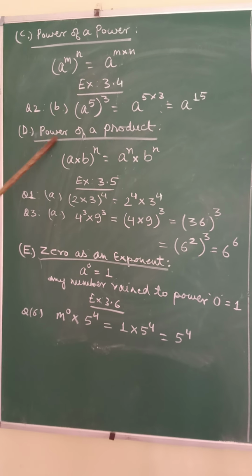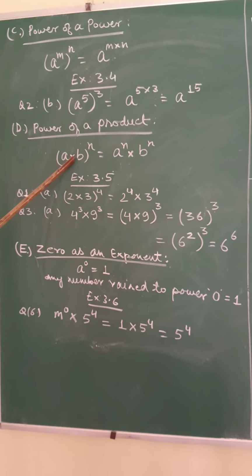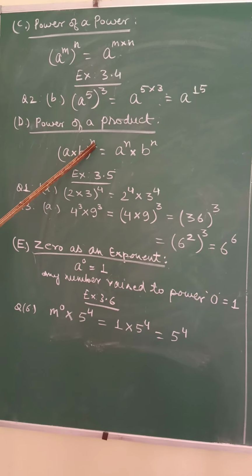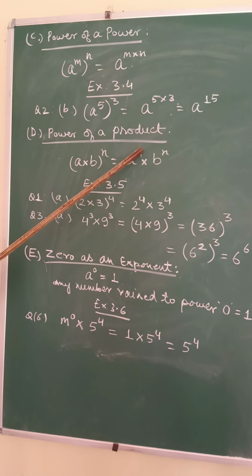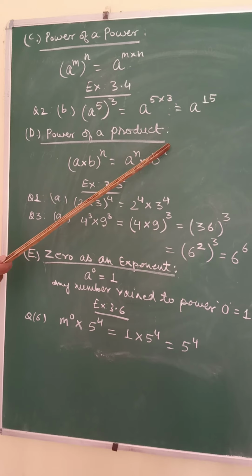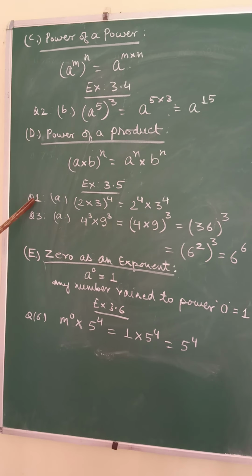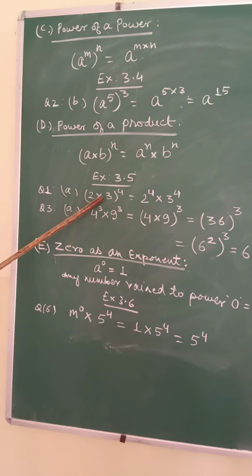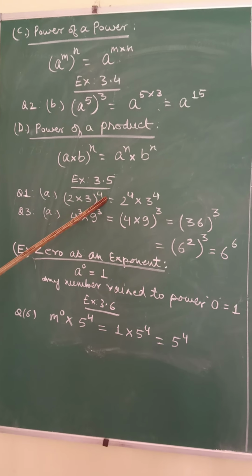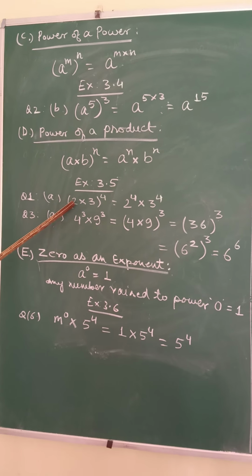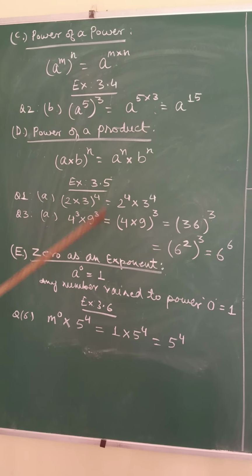The next law is power of a product. So if numbers are given in product form a into b and whole power is n, we can distribute the power on both the numbers: a raised to power n multiply b raised to power n. Based on this, we have exercise 3.5. Question 1, a part, 2 multiply 3 whole raised to power 4. So we can distribute the power on 2 and 3: 2 raised to power 4 multiply 3 raised to power 4.